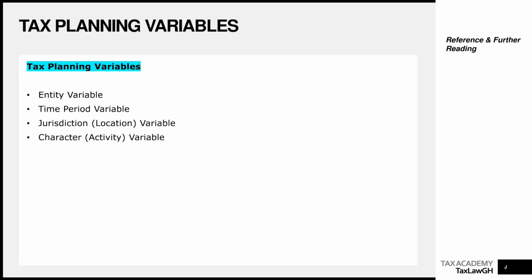The first is what we call the entity variable. Then we have the time period variable. Then we have the jurisdiction, or what some people call the location variable. We have the character, or what some people call the activity variable. So take note: entity, time period, jurisdiction or location, and character or activity. We will discuss each of these in a lot of detail such that you understand it so well that when someone wakes you up in the middle of the night, you can rattle off what each one of these means.